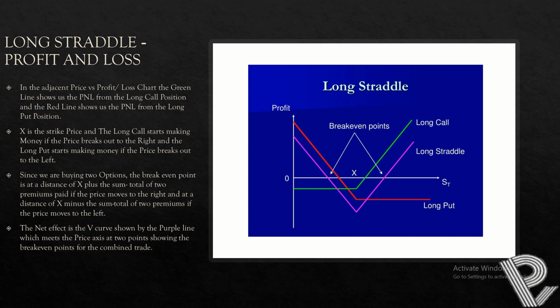Since we are buying two options, the break-even point is a distance of X plus the sum total of the two premiums paid if the price moves to the right, and a distance of X minus the sum total of the two premiums if the price moves to the left. The net effect is the V curve shown by the purple line, which meets the price axis at two points, showing the break-even points for the combined trade.